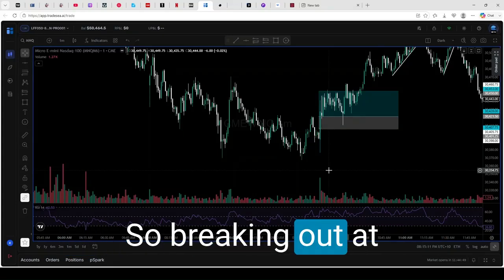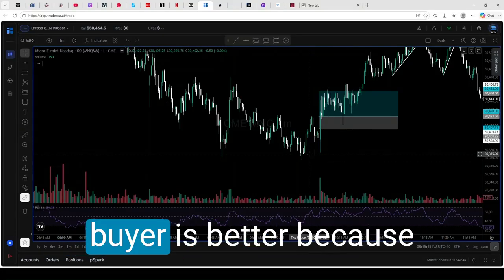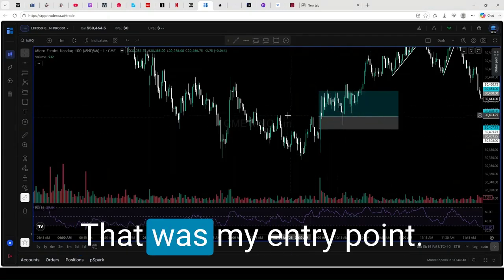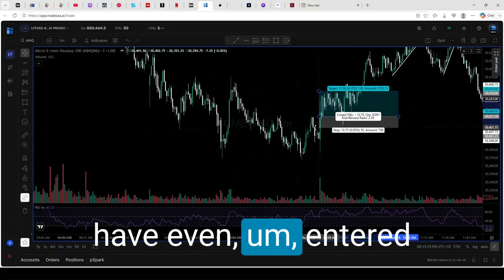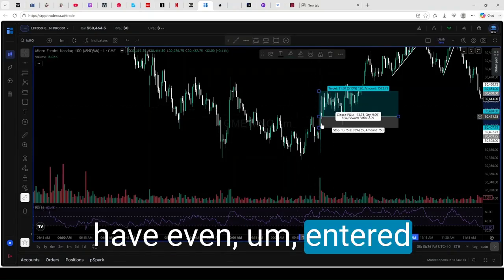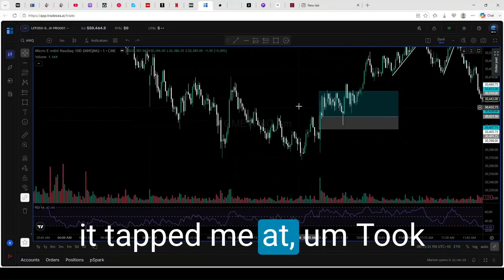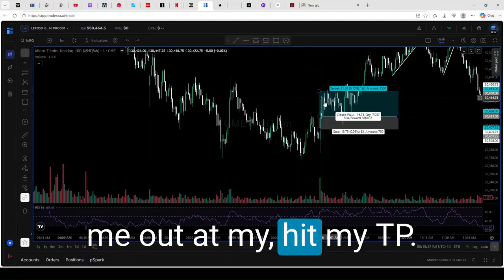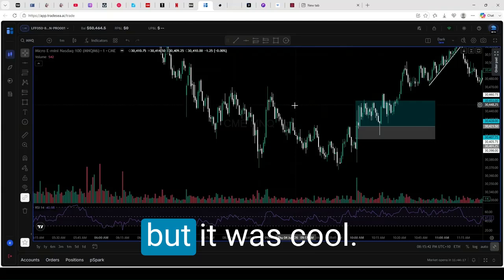Breaking out at the bottom of the range, when the RSI is at the bottom of the range for a buy, is better because it typically will go in your favor a lot more. That was my entry point. That's where I took the trade. I actually think I may have even entered a bit sooner than that. I'm not too sure. I know that I got out and it tapped me at my TP. I forget where. I think it was on the first or second candle, but it was cool.